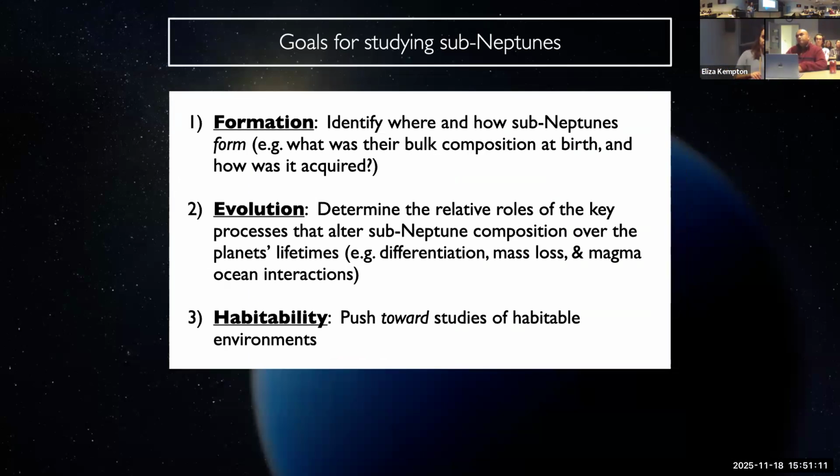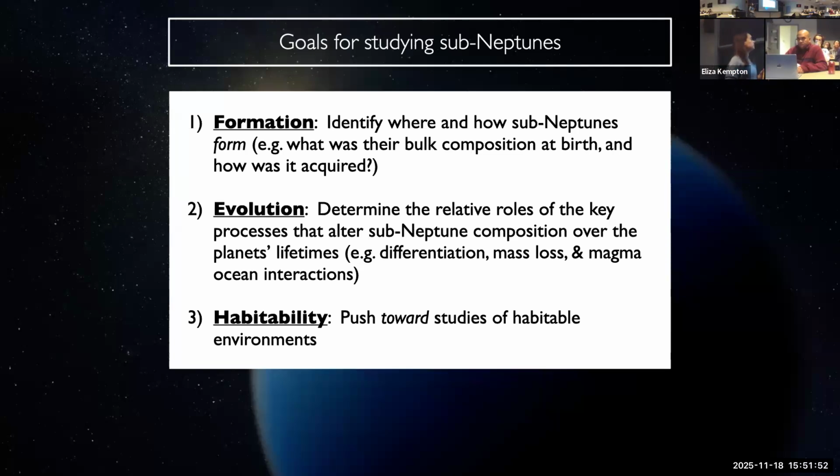All right, so I'm going to back up and motivate what some of the key scientific questions are that we wish to address with this population of planets, and really essentially with any new population of planets, but for this population of planets in particular. So I broke this down into three categories. We want to learn about formation, evolution, and habitability. So formation is basically how did the planets form, where did they form, under what conditions, and formation gives rise to the bulk composition of an exoplanet.